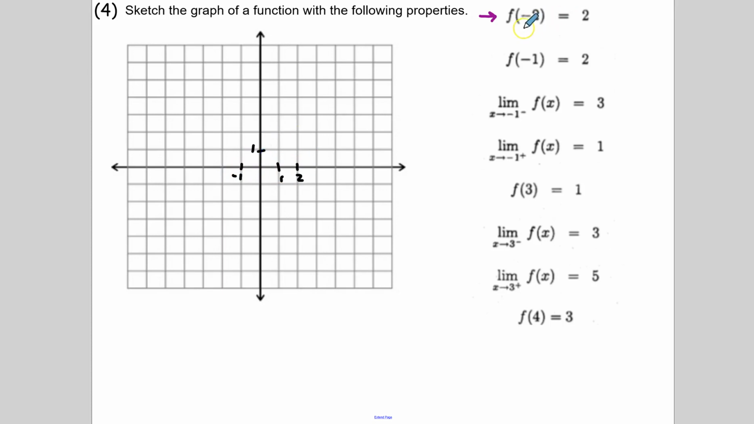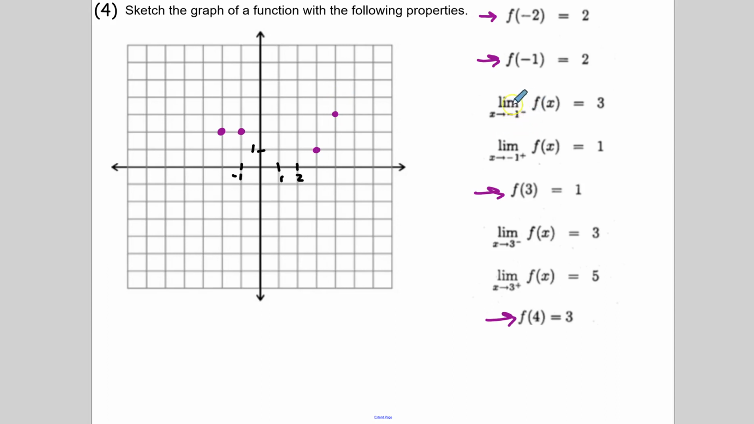Okay, plot the point -2, 2. Plot the point -1, 2. Plot the point 3, 1. And the point 4, 3. Now let's go for the limits.